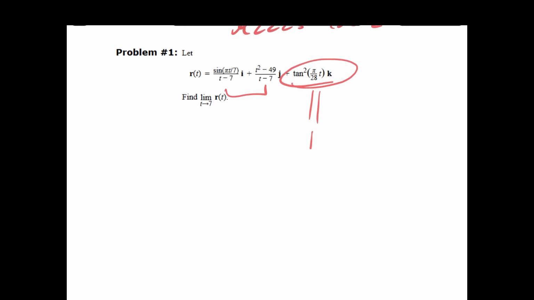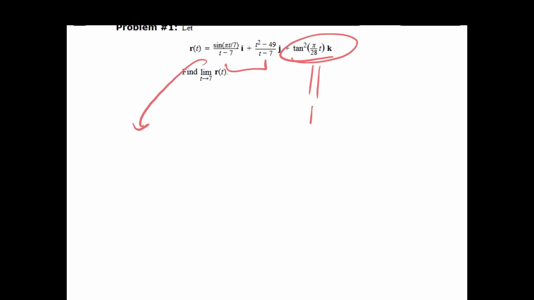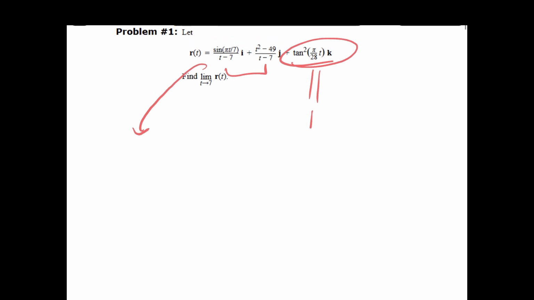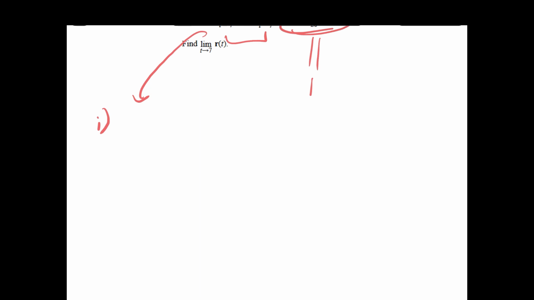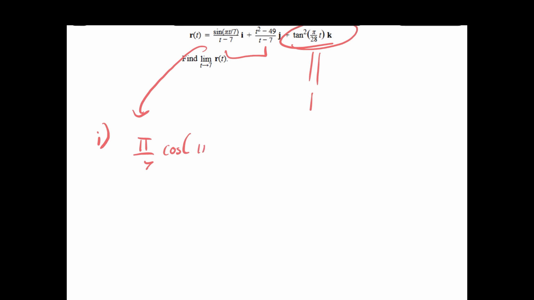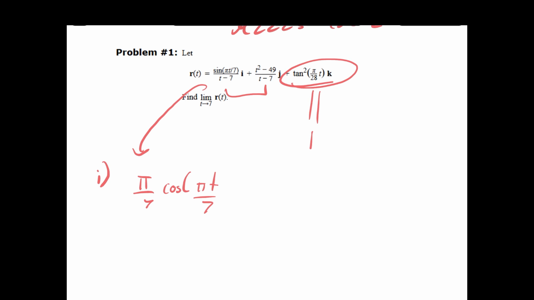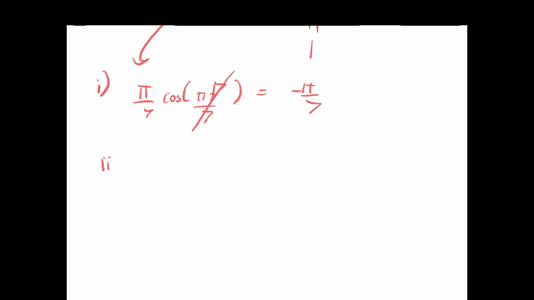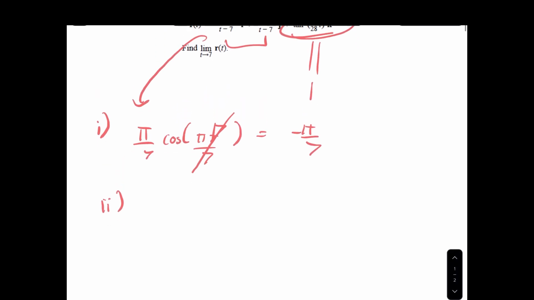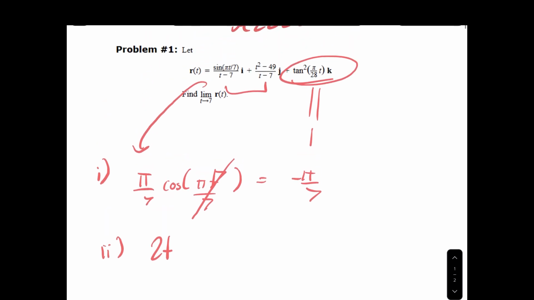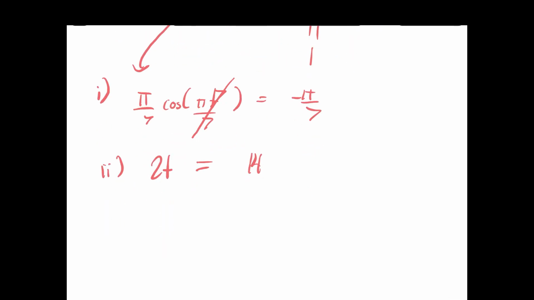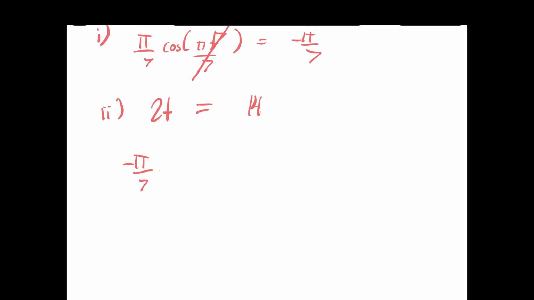Now this one, on the other hand, when you take the derivative of the numerator and denominator separately, the denominator for both of them will be 1, but the numerator will get pi over 7 cos of pi t over 7. And you're going to shove in 7 here. It'll cancel out. You'll get cos pi, which just equals negative pi over 7. For the second one, you'll get 2t in the numerator, and then you evaluate and you'll get 14. And that's it. My answers were negative pi over 7, 14, 1.